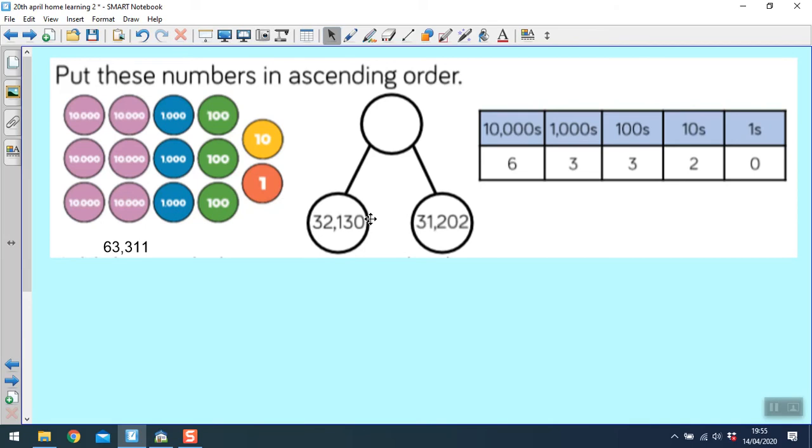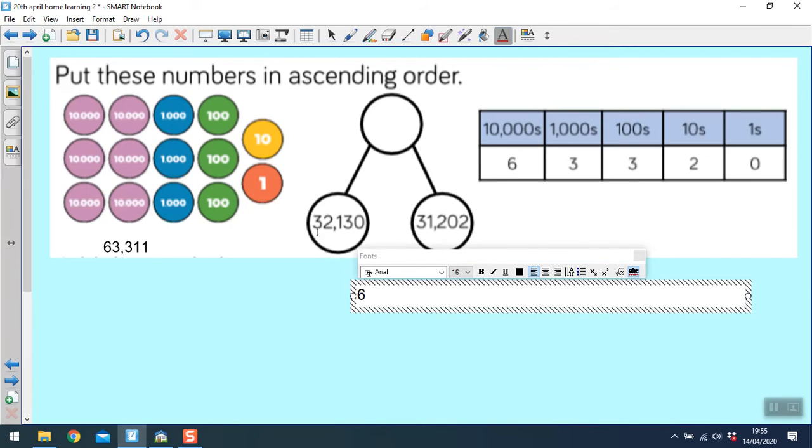Now I need to add these two numbers together to see what the total number is. This is a part whole model. My whole goes at the top, and these are the two parts that add together to make my whole. So I've got 3 tens of thousands and 3 tens of thousands. That's 6 tens of thousands. I've got 2 thousands and 1 thousand. That's 3 thousands. I've got 100 and 2 hundreds. That's 3 hundreds. I've got 3 tens and no tens. That's 3 tens. And I've got no ones plus 2 ones. That's 2 ones.